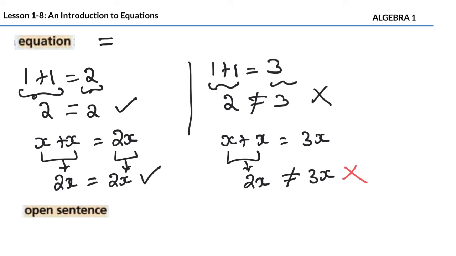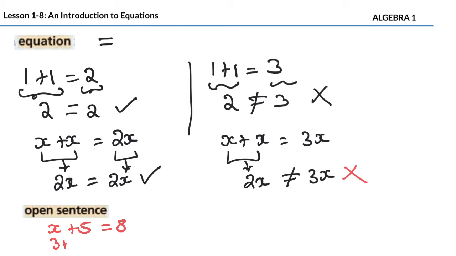What do we mean by an open sentence? An equation is an open sentence if it contains one or more variables and may be true or false depending on the values of its variables. For example, let's take x plus 5 is equal to 8. Now, is this equation true or false? We say it is an open sentence because depending upon the value of x, it may be true or it may be false. What if the value of x is 3?